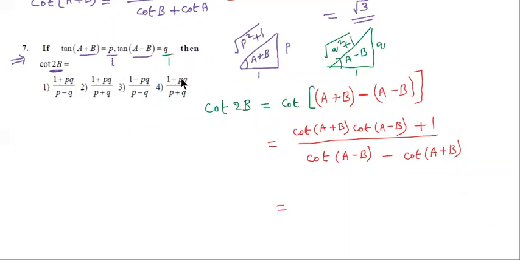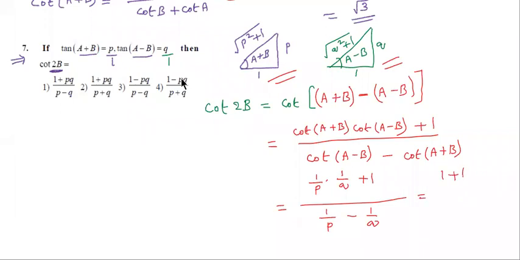Now, what is cot of A plus B value? Tan A plus B, P means cot A plus B is 1 by P into tan A minus B means Q. Cot A minus B means 1 by Q plus 1 divided by, here 1 by P minus 1 by Q. Actually, these two right angles triangles, no need. Now, numerator take the LCM, you will get 1 plus PQ divided by, LCM is PQ now. Same as in the denominator. What is the LCM? PQ. Here will come Q minus P.